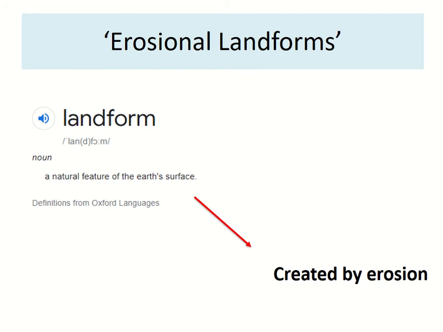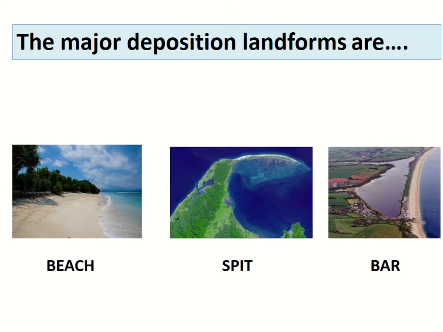So if we think back to that topic, we looked at things like cave, arch, stack and stump, and we looked at headlands and bays as well. And they were examples of erosional landforms. In geography, deposition also causes major landforms. And we're going to look at 3 today, and they are a beach, a spit, and a bar. Okay, so a beach, a spit, and a bar.